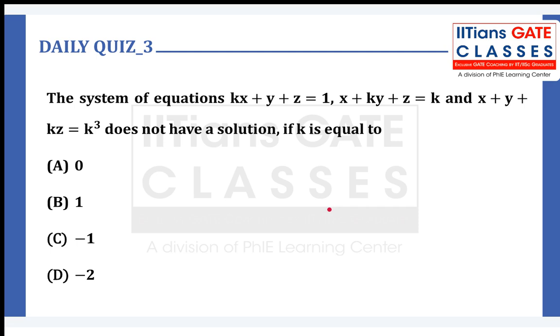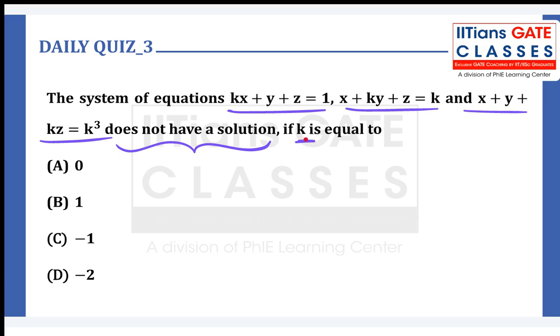They have given you 3 equations, and what you are supposed to find is for which value of k this system does not have a solution. This also can be written as the system of equations being inconsistent. So we have to find that k. The good thing is they have given you 4 options, and only one of them is the correct option. So let's do that.